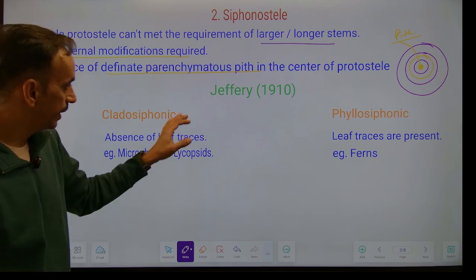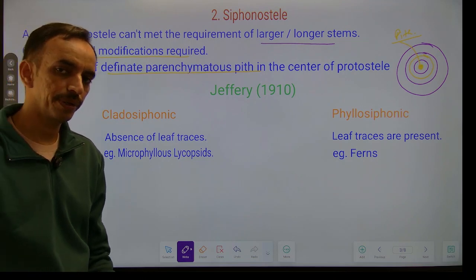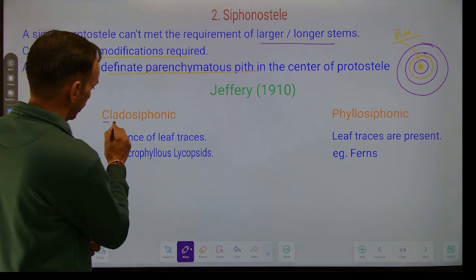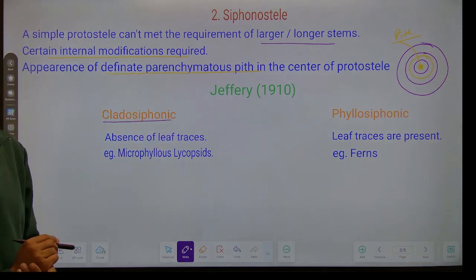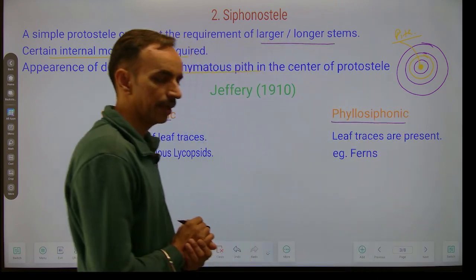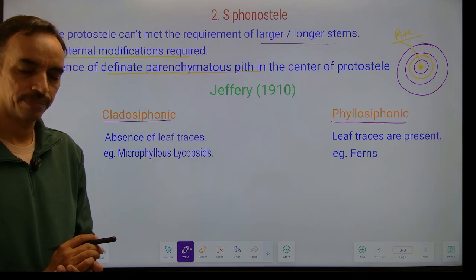Simply, Jeffrey in year 1910 recognized two prominent types of siphonostele. One he named as cladosiphonic, while the other is phloiosiphonic. What is the difference between the clado and the phloiosiphonic? बात करते हैं.